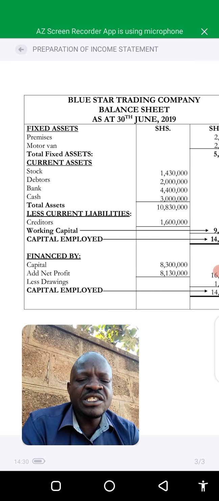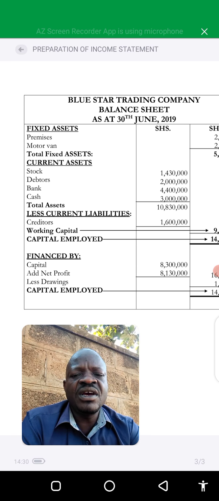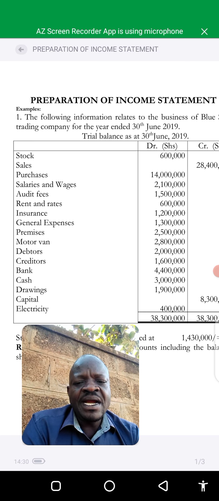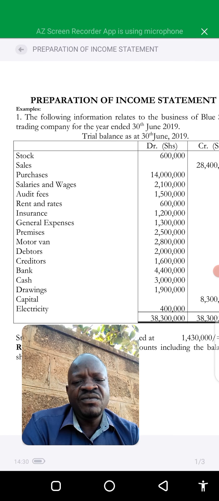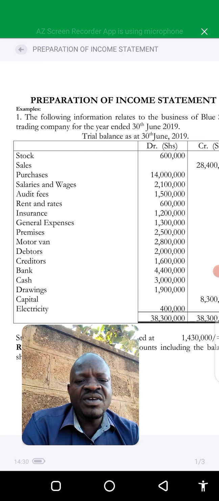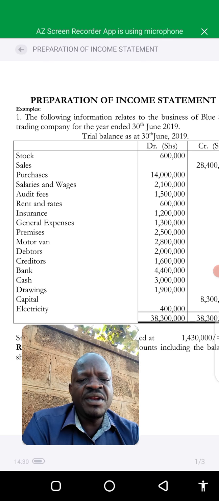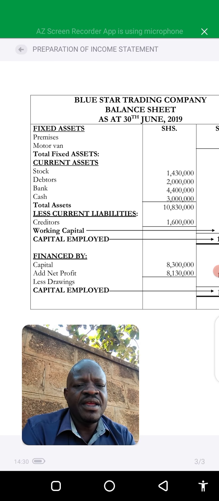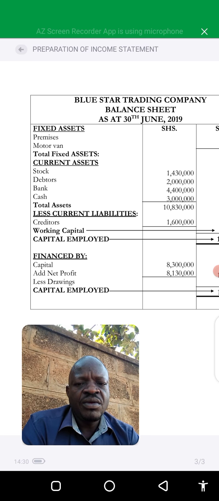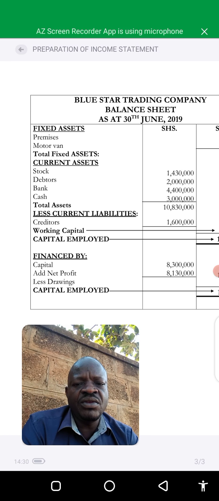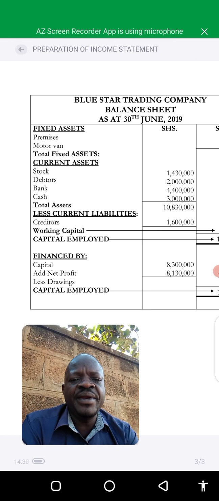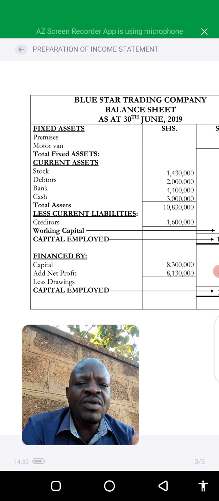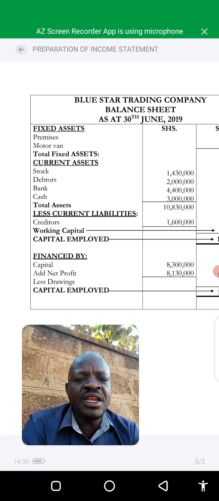Then we go to cash at bank or just bank. You can see when you look at our question, we have bank as item number 5 from down. We also have cash, item number 4 from down. Those two are current assets. We put them there, and then we get their total. It's not total assets, it's called total current assets, 10,830,000. But that one will be in that column. We don't put it in the last column still.